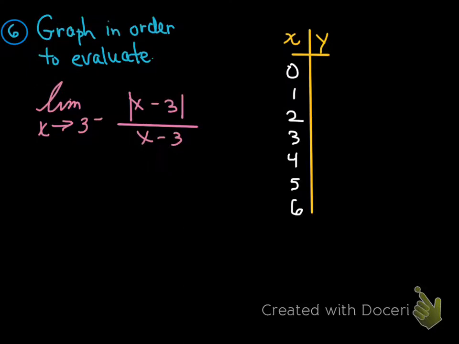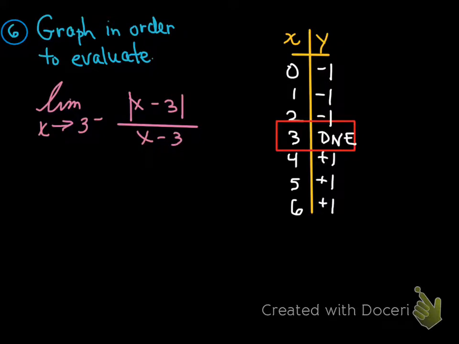So why did I choose x values 0 to 6 instead of like negative 3 to 3? It's the 3 that is the important input here. I know 3 minus 3 on the bottom gives me 0, so I've surrounded 3 with numbers, all right? And so I'm going to put in 0, 1, and 2 for x and get negative 1s. 4, 5, and 6 I can get positive 1s.